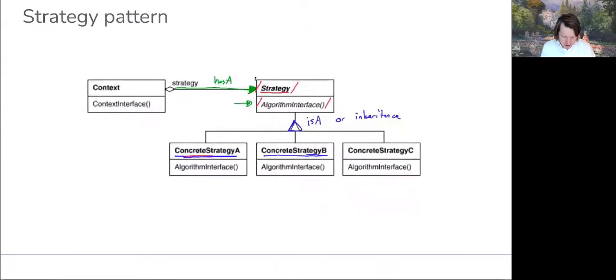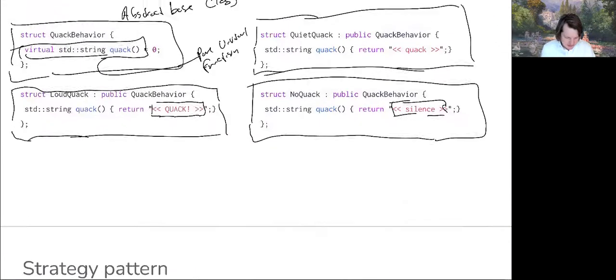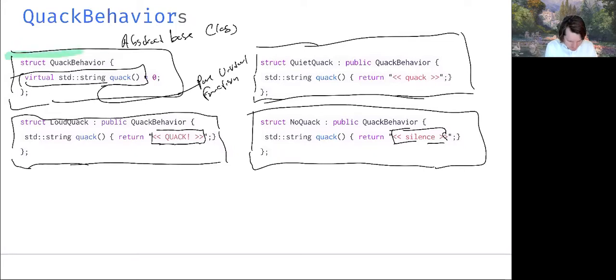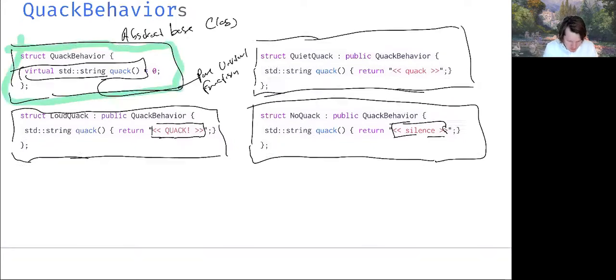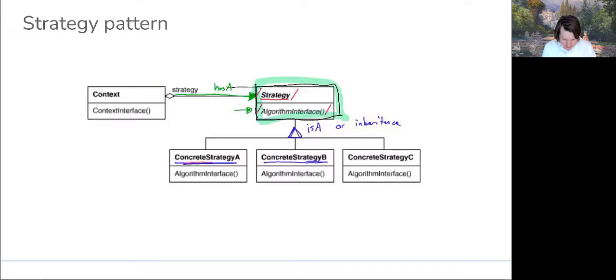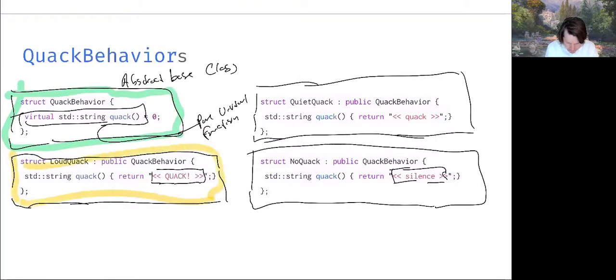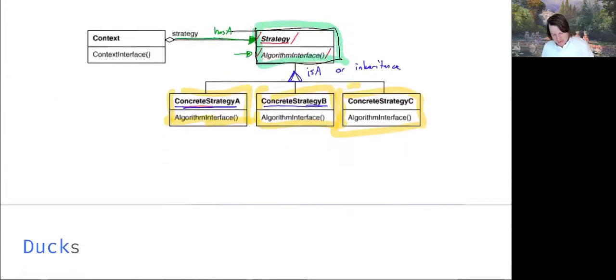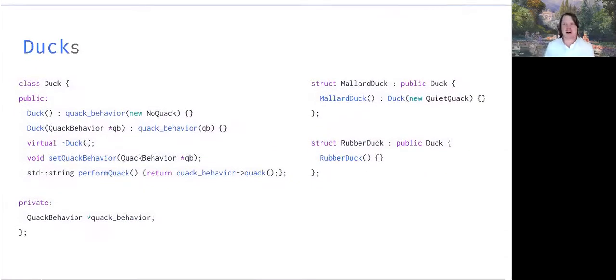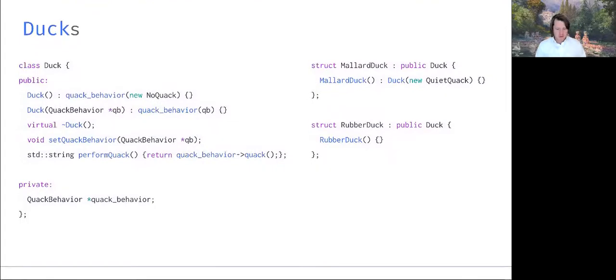Okay, so we've got our strategy, that interface, it's up here. Then we have our concrete strategies here, which are loud quack, quiet quack, and no quack. Okay, now let's look at our ducks. Hope we're doing okay on time, but let's go ahead and look at this.